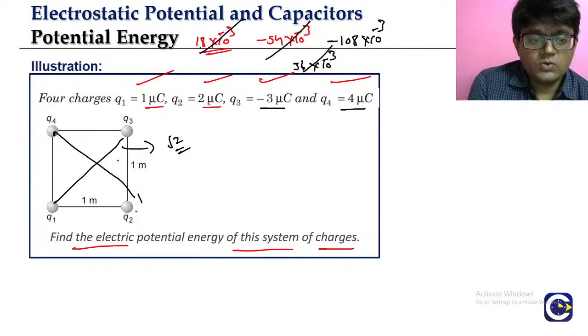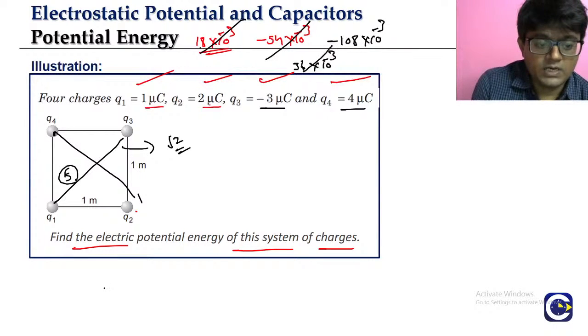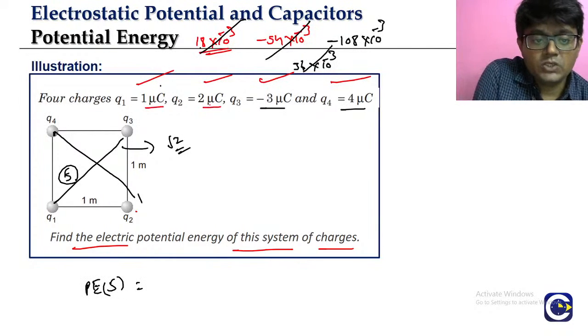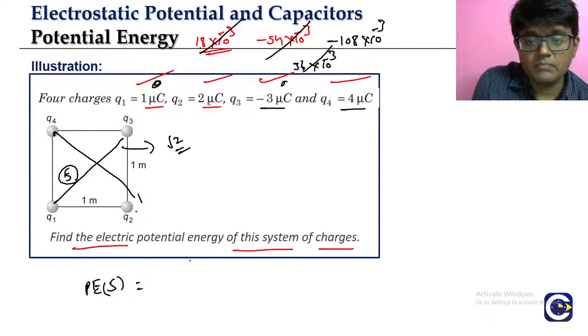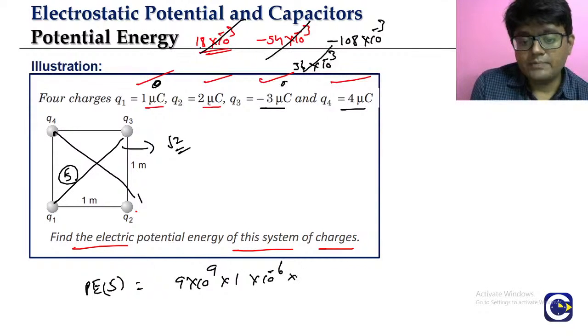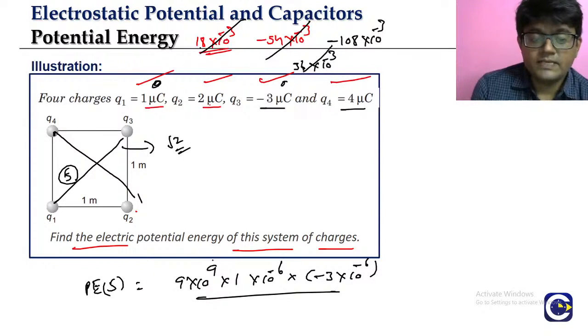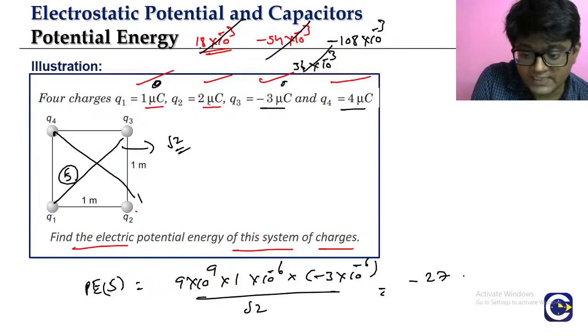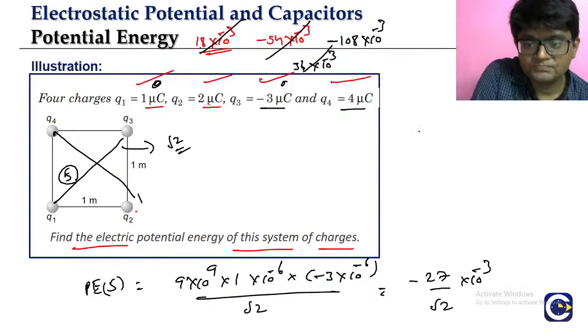Okay, so the potential energy இது 5 ன்னு சொல்லலாம். For the fifth pair Q1 Q3, Q1 1, Q3 minus 3. So 9 into 10 power 9, 1 into 10 power minus 6, minus 3 into 10 power minus 6 divided by distance எவ்வளோ? Root 2. So what is it? This is the minus 27 by root 2 into 10 power minus 3.